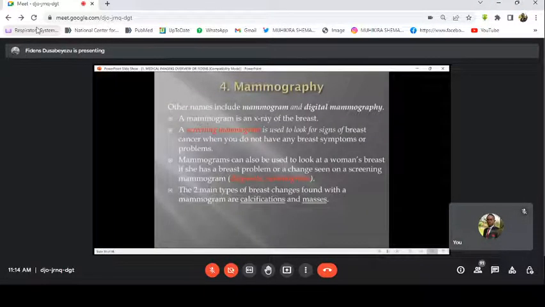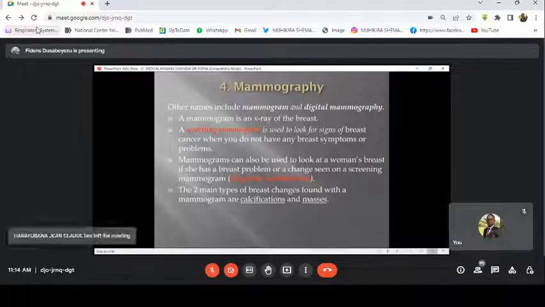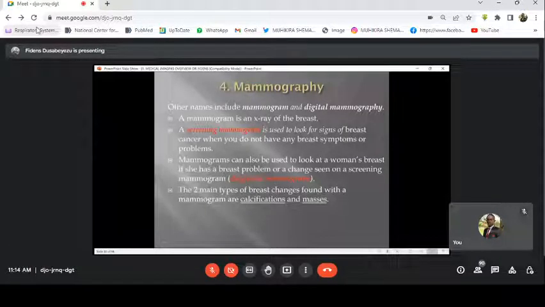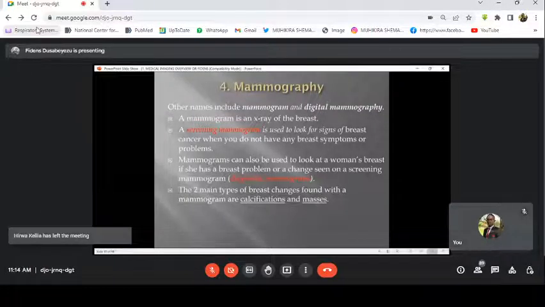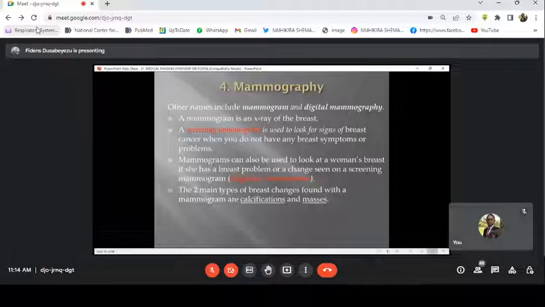So number 4 is about mammography. Remember I told you mammography is X-ray of the breast. The machine we use in mammography is different from what we use in radiography, in conventional X-ray. Here, it's a special X-ray machine where we can diagnose diseases of the breast. You remember from the first or second slide I told you about screening mammogram and diagnostic mammogram.